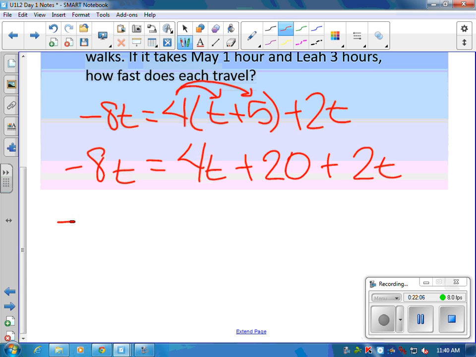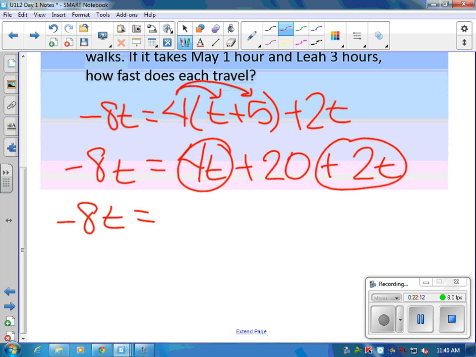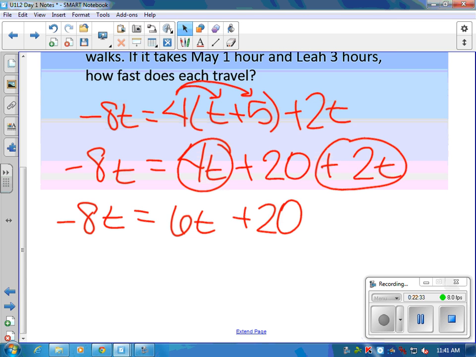I need to combine my like terms. They're on the same side of the equal sign. 4t plus 2t. So I'm going to get 6t, and then I have that plus 20 on the end. Now what do I need to do? And there are multiple answers. I think one is the best. Alex? So let's see, since we only have a variable on this left side, I would recommend moving all the variables to the left side of the equation. And to do that, this 6t is positive, so I need to subtract 6t from both sides.